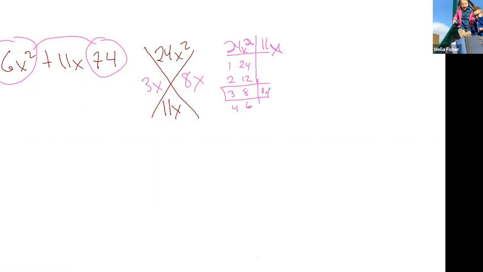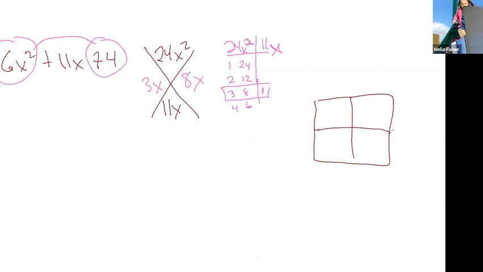Okay. Now let's talk about how this works with the box. And this is a place where a lot of people are like, oh, I think I do like the box. Didn't need it before, makes a lot more sense here. 6x squared and 4 go here. And we're splitting that 11x into 3x and 8x.